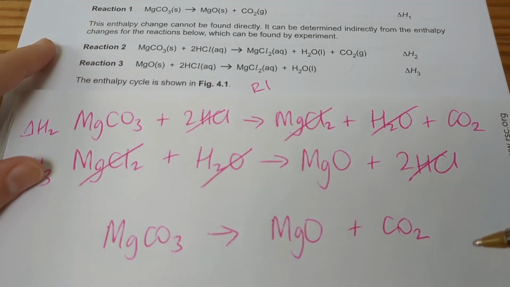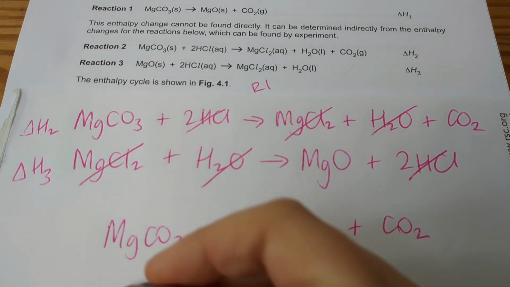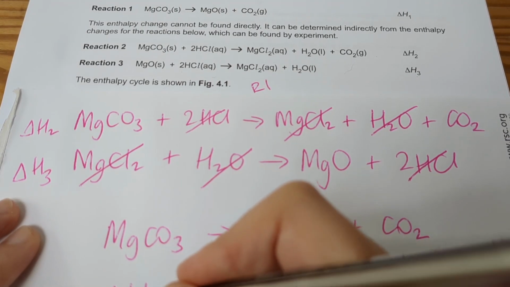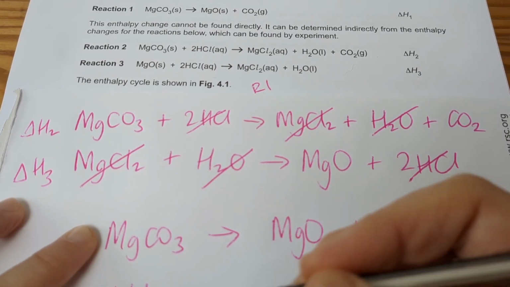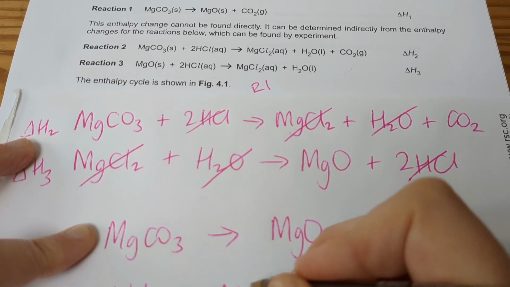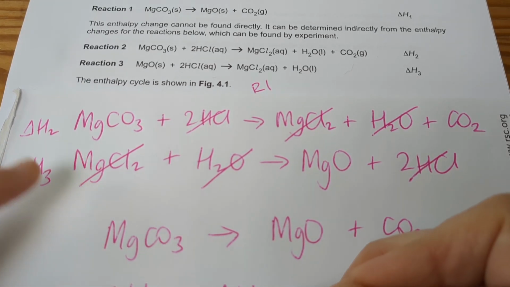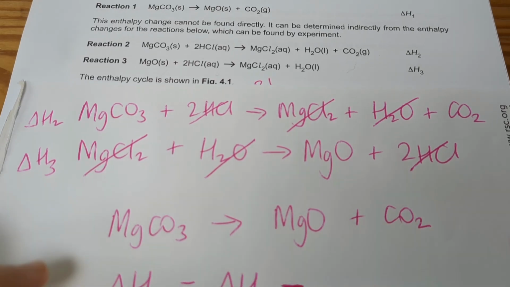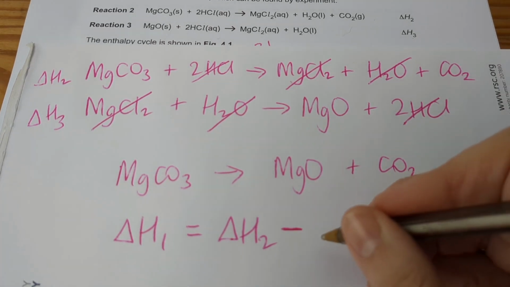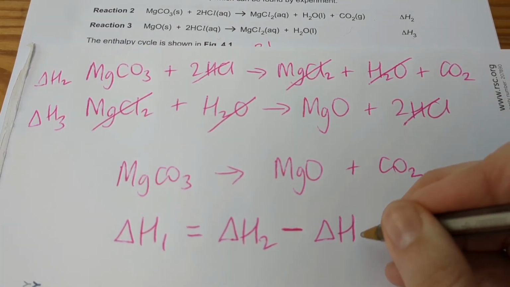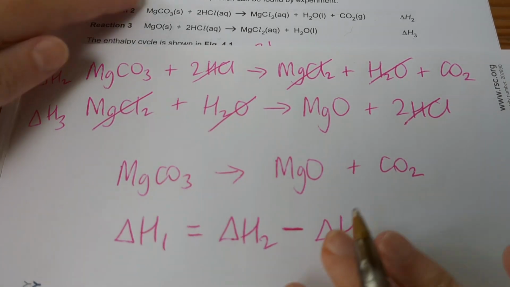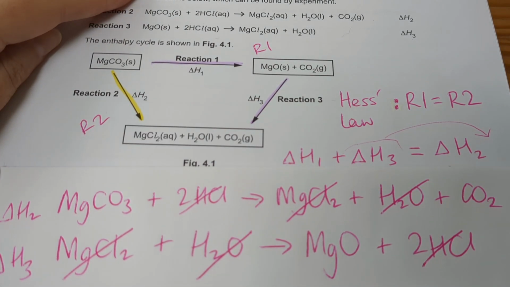And you might be thinking, so what? How does that help? Well, that helps us write our expression. So we've made delta H1, so that equals delta H2. And what did we do to this equation? We reversed it. So we put a negative sign to show that we reversed that equation. So minus delta H3. And we can get the same answer that way if we weren't given the Hess cycle and we got stuck.